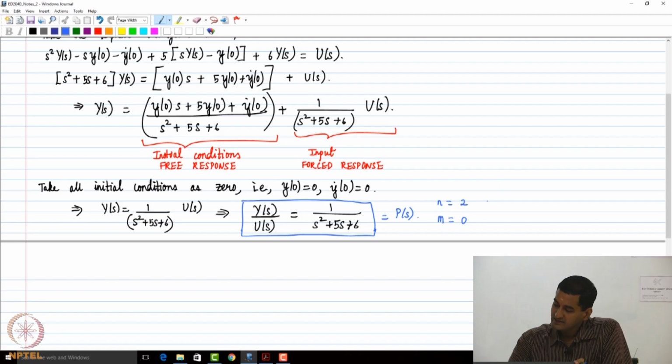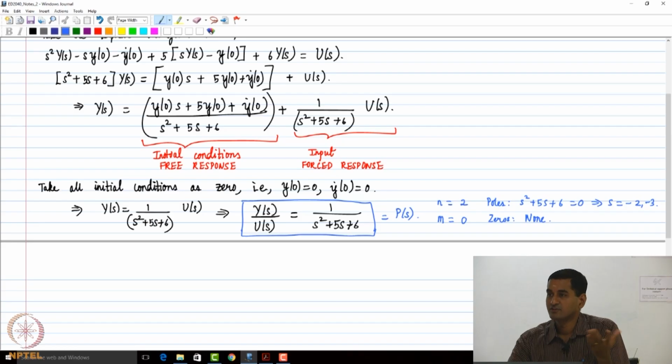And what can we say about the poles of the transfer function? How do we get the poles? We solve the denominator polynomial equals 0. So if I solve s squared plus 5s plus 6 equals 0, the poles are minus 2 and minus 3. And what about the zeros here? There are none for this problem, since the numerator polynomial is just 1, a constant term.